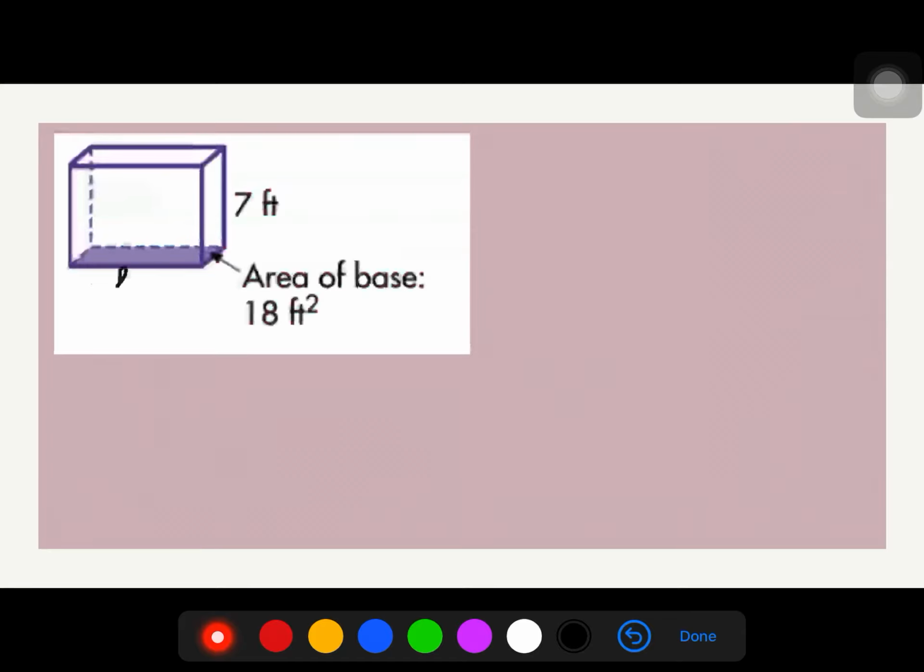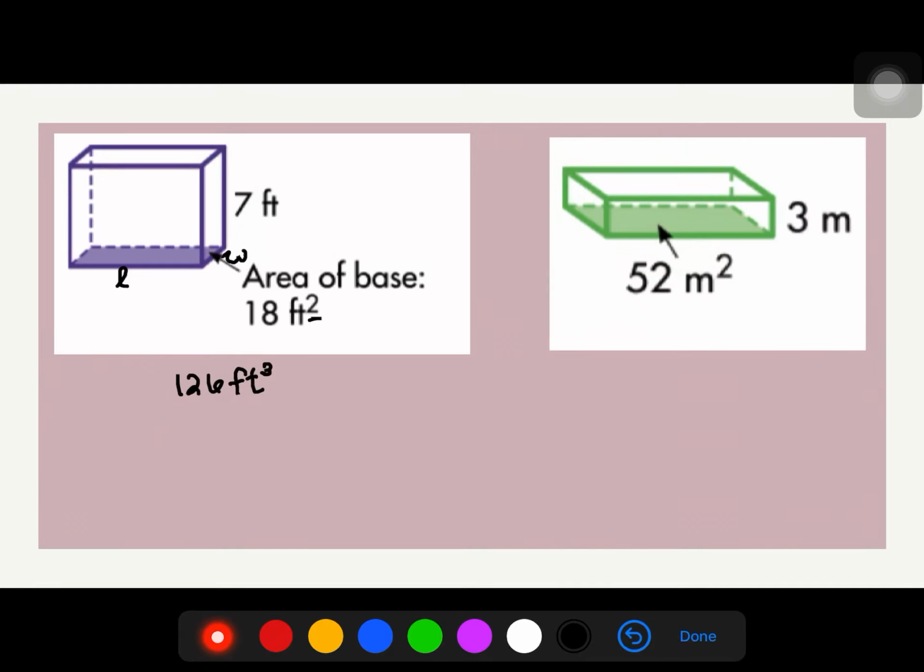Well, the area of the base is 18. We're going to go ahead and multiply. That is already taking into account the length and the width. So the length and the width is 18. Now I'm going to multiply that by 7. And 18 times 7 is 126. And it's feet to the third power. Notice the area of the base is in the second power, squared. Then we multiply it by feet again, so that's why it's the third power.